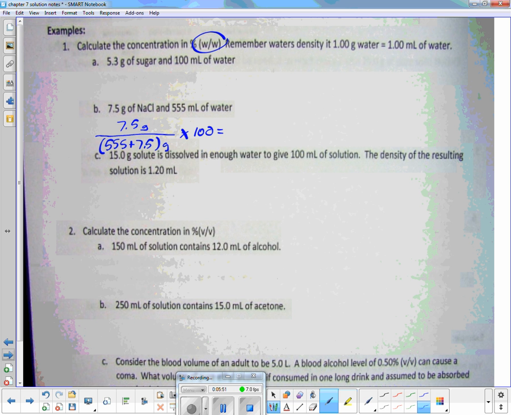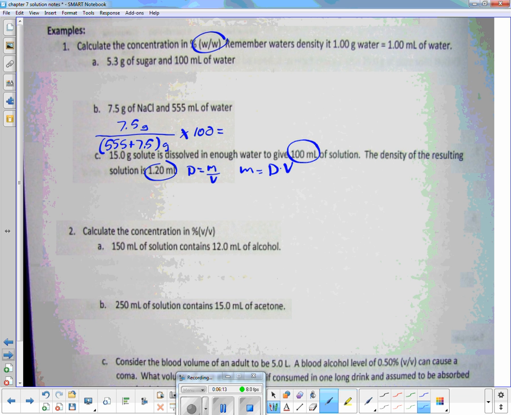So this one right here, you're going to do a little bit different. It says this much was dissolved in enough water to make 100 milliliters. And then they gave me the density. Remember, density is equal to mass divided by volume. Well, if I'm trying to find mass, then it's density times volume. Here's my volume, here's my density. I just plug those in and get the mass.